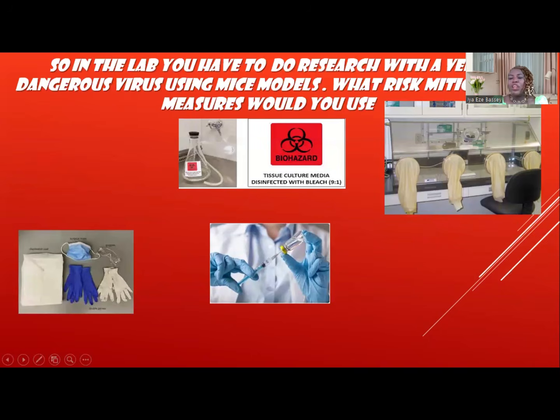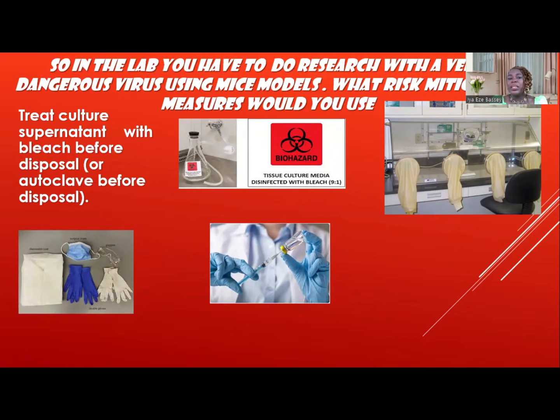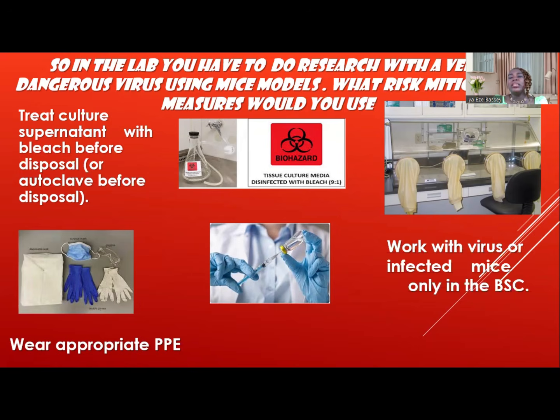So if you had to do research with a very dangerous virus and you're using mice models, what kind of risk mitigation measures would you use? For me, you may choose some other measures, but I would make sure that I treat the culture supernatant with bleach before I dispose of it, or I autoclave it at very high temperature before I dispose of it. Also, I would make sure I'm wearing the appropriate personal protective equipment.